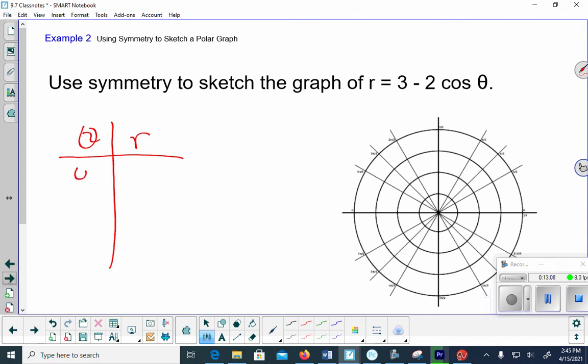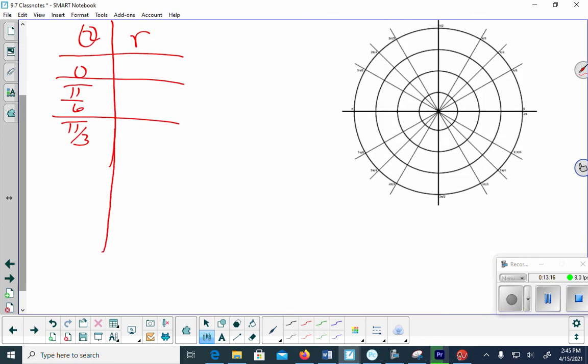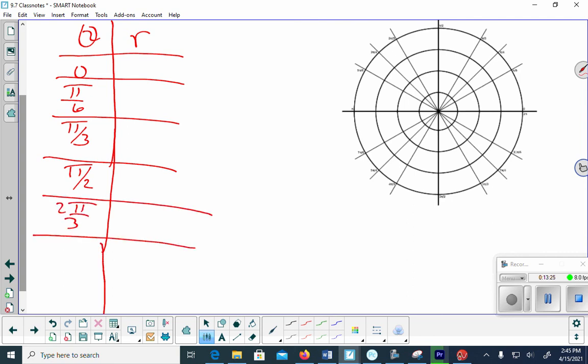I'm going to do 0, pi over 6. We're skipping pi over 4. You can do pi over 4 if that makes you happy. Pi over 3. Then pi over 2, and again, first and second quadrant. So now I'm going to do 2 pi over 3, just going around my circle. 5 pi over 6, and then finally pi.